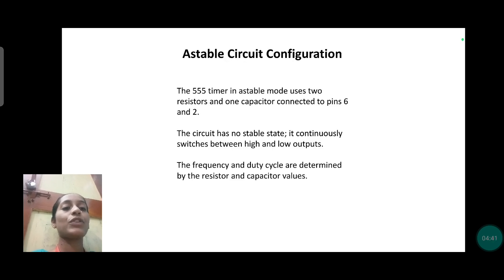Astable circuit configuration. The 555 timer in astable mode uses two resistors and one capacitor connected to two pins, pin 6 and pin 2. The circuit has no stable state. It continuously switches between high and low outputs. The frequency and duty cycle are determined by the resistor and capacitor values.